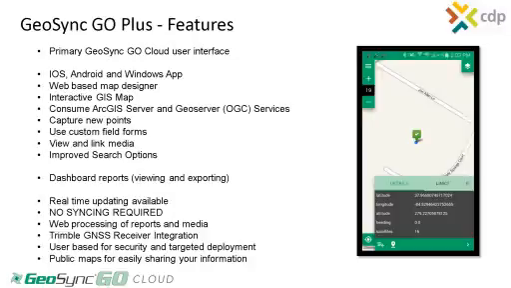There's real-time data available. No syncing is required with GeoSync Go Plus. You have integration with Trimble GNSS receivers. We've moved to a user-based system, which improves security and allows for much more targeted deployment, a lot more flexibility with users as opposed to device activation.